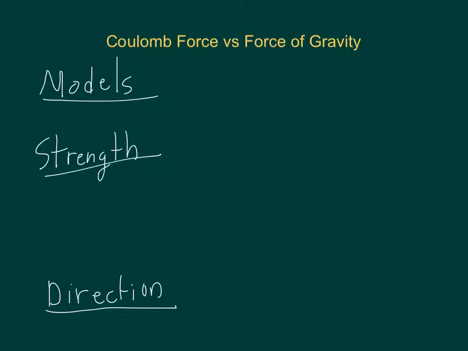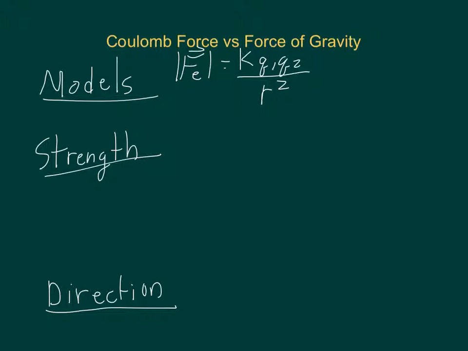And then lastly, we're going to consider the direction in which these two different forces can exert themselves. So, to begin with the mathematical models that we use to describe them, I'm going to put everything for the Coulomb force on the left-hand side and everything for the force of gravity on the right-hand side. For the Coulomb force, the equation is as follows. The magnitude of the Coulomb force depends upon the electrostatic constant multiplied by the two charges with which this force is being shared divided by the distance between those charges squared.